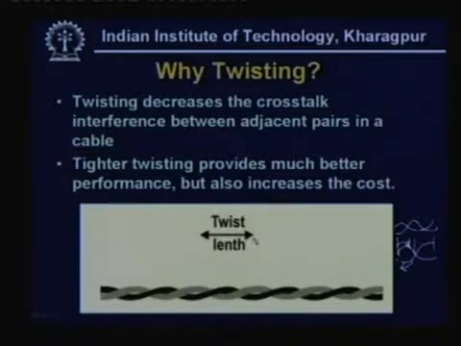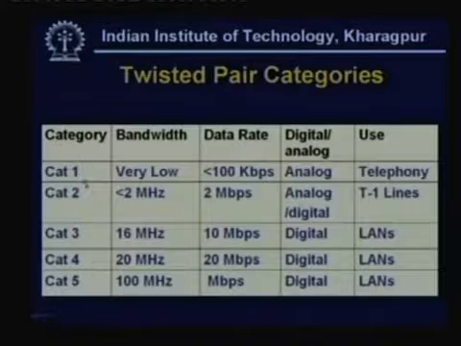Now you may be asking, does the number of twists per inch play any role? That means the number of twists per some length, say per inch or per foot, does it play an important role? Yes, actually tighter twisting provides much better performance, but also it increases the cost. For example, here we can see category 1, normally we have got several categories of twisted pair of wire. Here we see Cat 1, Cat 2, Cat 3, Cat 4, Cat 5. These are essentially categories of wires.